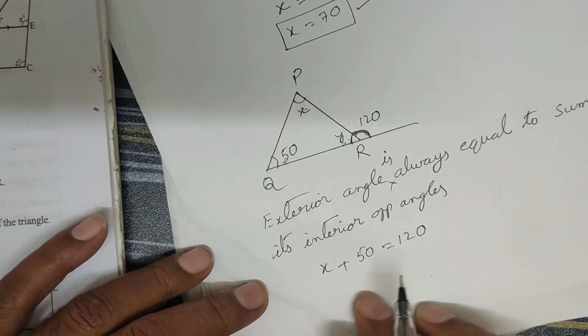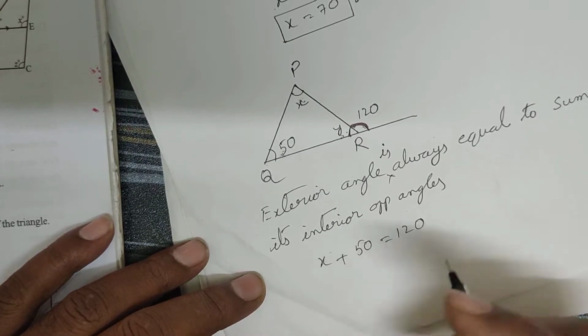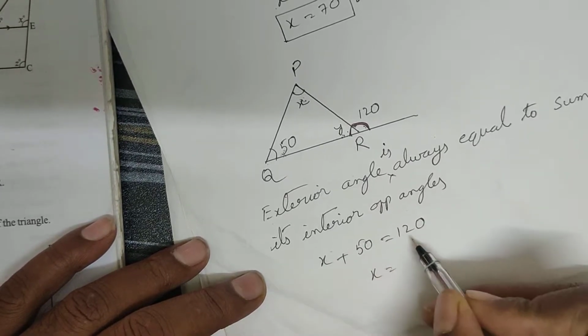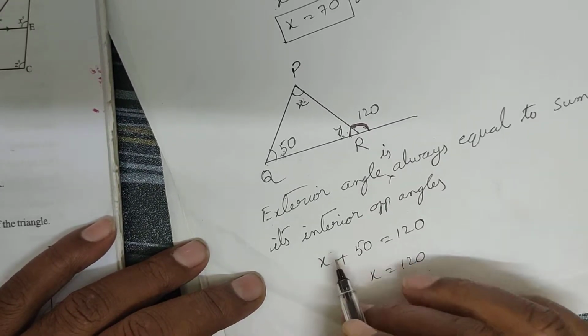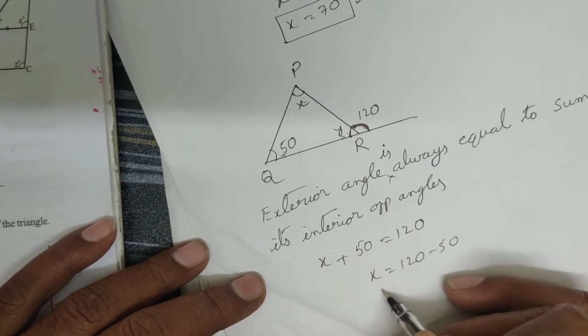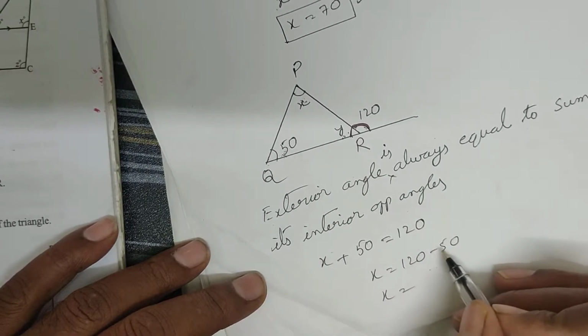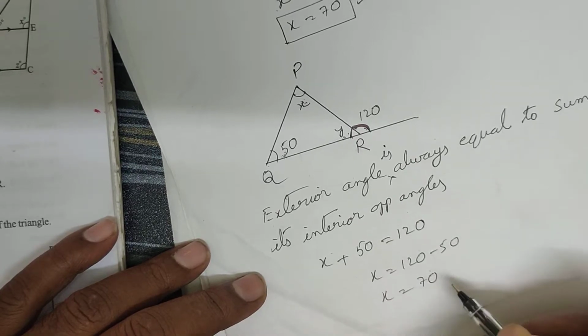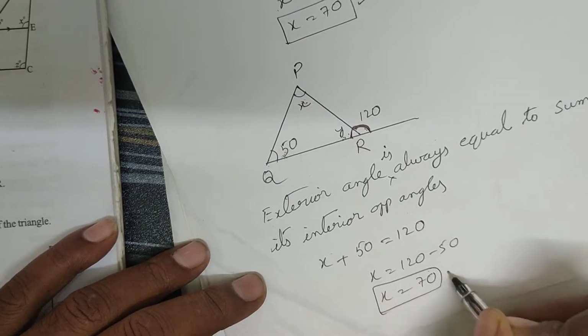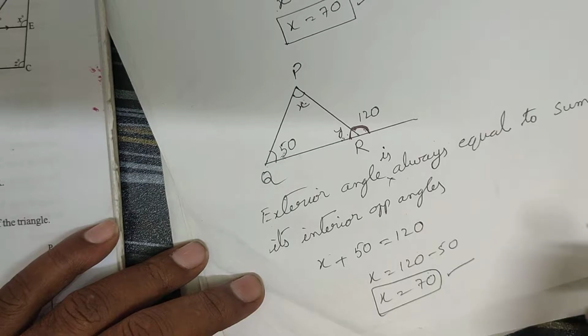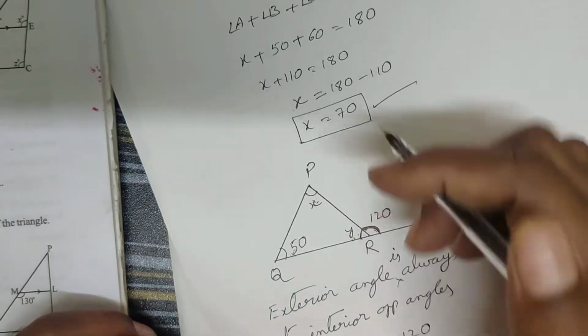Then what you have to do, you have to take numbers to one side, alphabets to one side. X you have to keep here only. Already on the RHS 120 is there, plus 50 taken to here becomes minus 50. So X is equal to, from 120 if you subtract 50 you are getting 70. So you got the X value as how much here? 70.